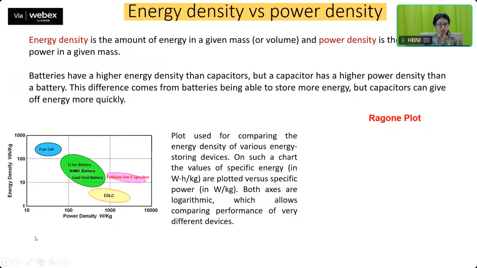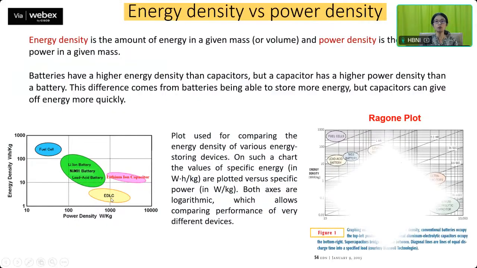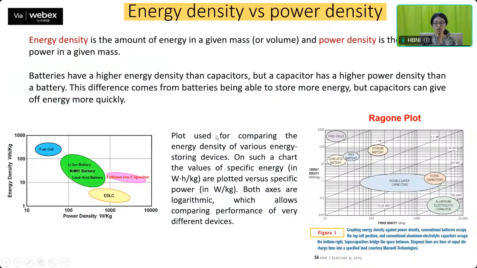If you have this particular plot of power density versus energy density, if you remember very clearly, I had discussed the Ragone plot in the previous lectures. This is a plot used for comparing energy density of various energy storing devices. On such a chart, the values of specific energy in watt-hour per kg are plotted versus specific power in watt per kg. Both axes are logarithmic, which allows comparing performance of very different devices. If you see over here, you have the lithium-ion battery, which has a comparable energy density and power density. Power density is less and energy density is also good.